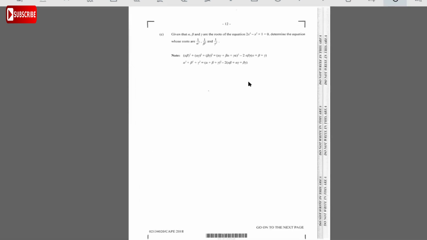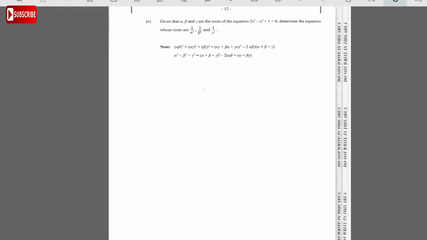All right. Next part of the question, it says, given alpha, beta, and gamma are the roots of this cubic equation, determine the equation whose roots are 1 over alpha square, 1 over beta square, 1 over gamma square. So first they give us a cubic.